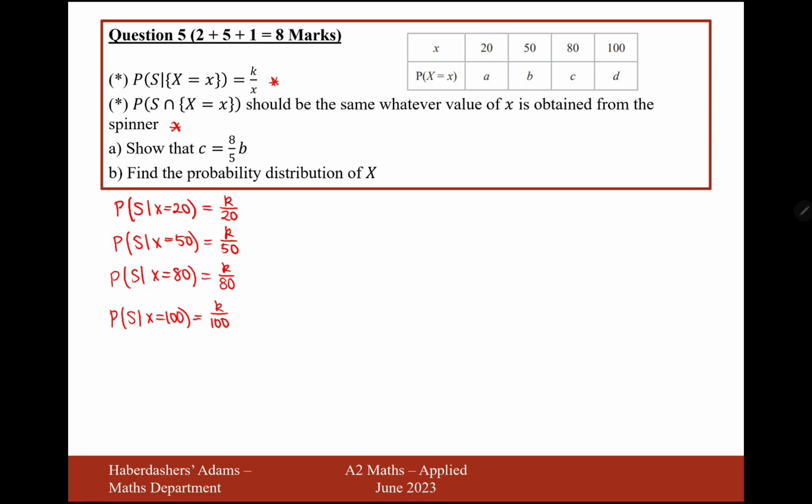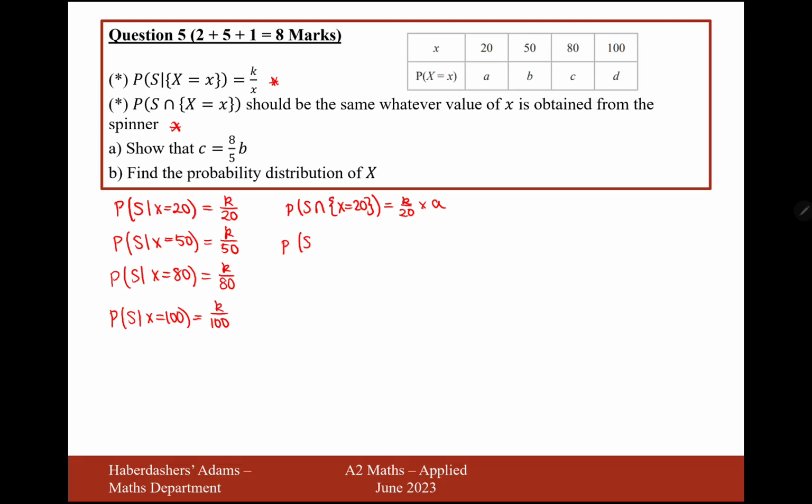Okay, now let's apply statement 2, which says that the probability of scoring and being 20 centimeters away from the cup should be the same. I think the two events will be independent because you do one and then you do another. So it's going to be k over 20 times a. That's the probability of the first event times the probability of the second event. So the probability of scoring when you're 20 centimeters away and spinning the spinner to get 20.